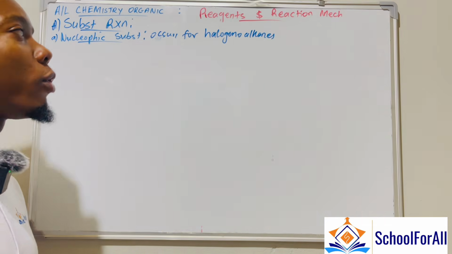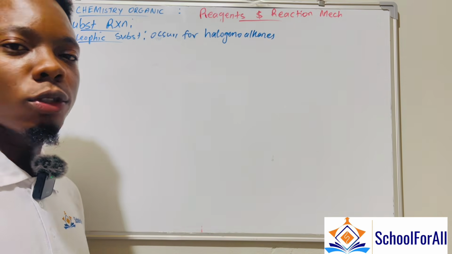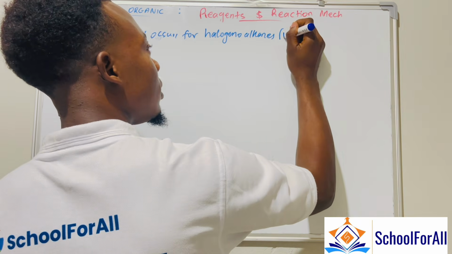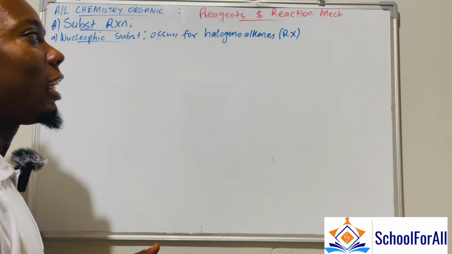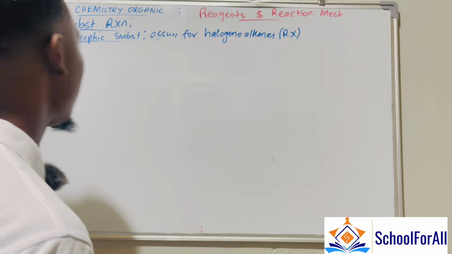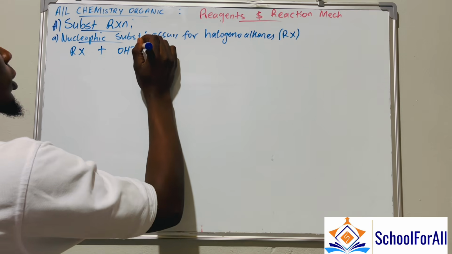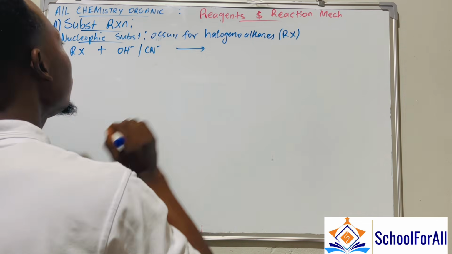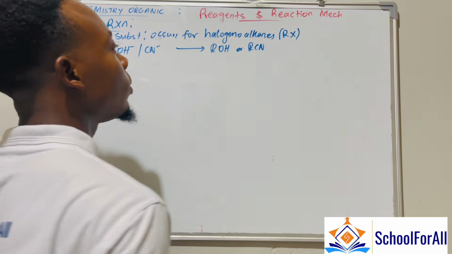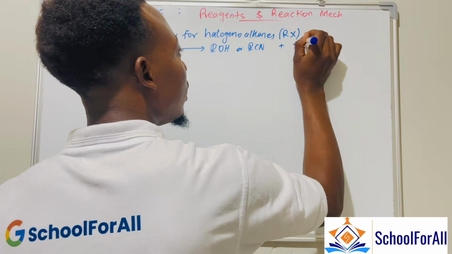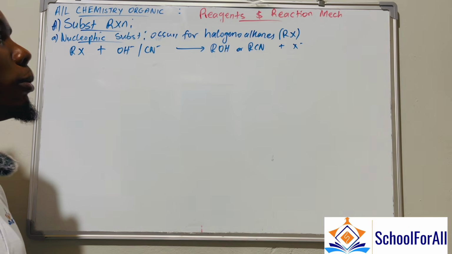I hope all of you know that haloalkanes are simply alkanes with one or more halogens. Haloalkanes are generally represented as RX. So a nucleophilic substitution reaction is generally a reaction which occurs in haloalkanes. I will replace the halogen with this, or with this, to form either an ROH, which is an alcohol, or an RCN, which is an alkyl cyanide. So that's generally the principle in nucleophilic substitution reactions.